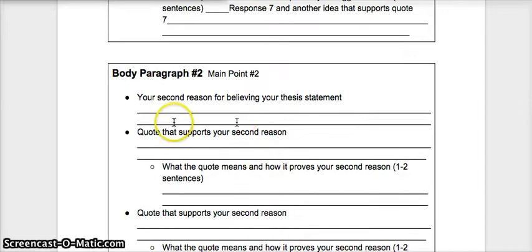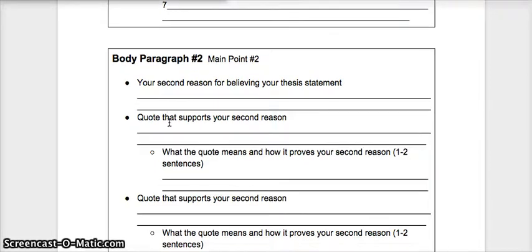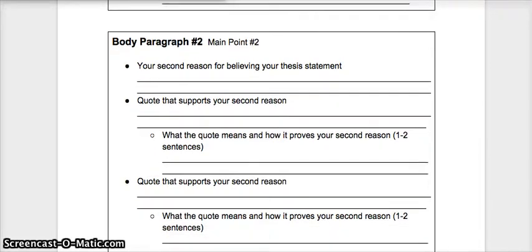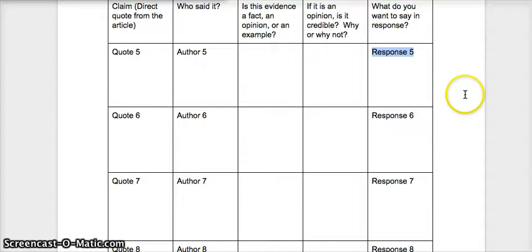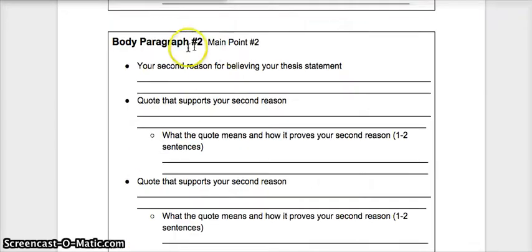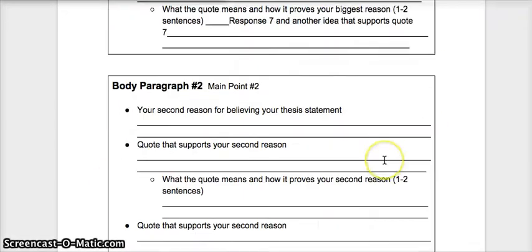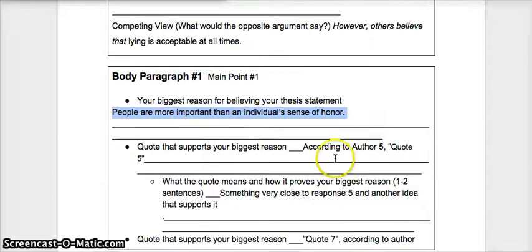Now we're going to do body paragraph 2. Go back to gathering evidence. We already used quotes 5 and 7, so for this one we're going to use quotes 6 and 8. Plug them into body paragraph 2 exactly the same way we plugged in quotes 5 and 7 into body paragraph 1.